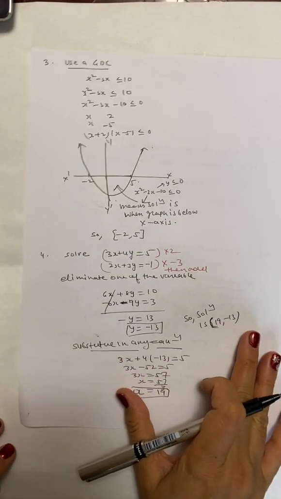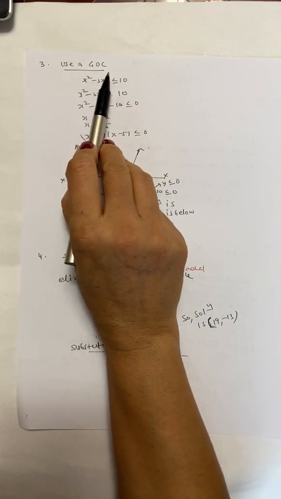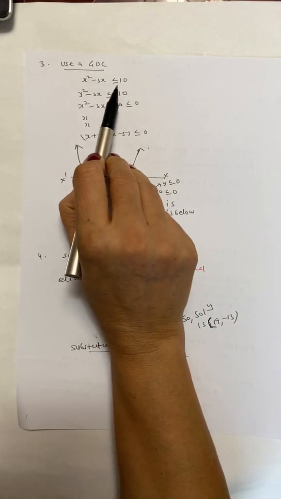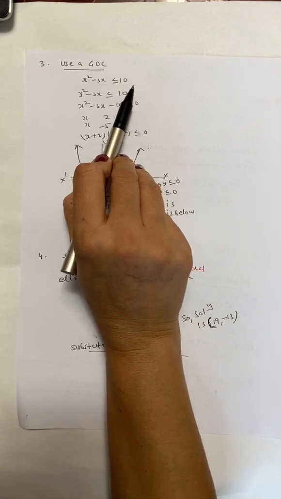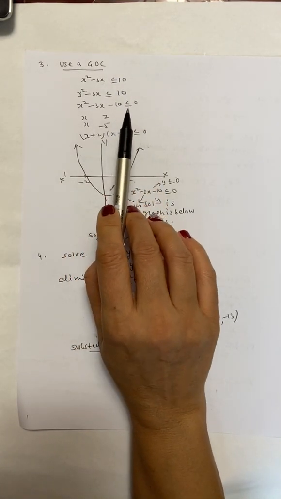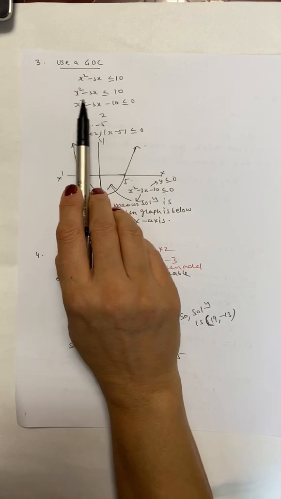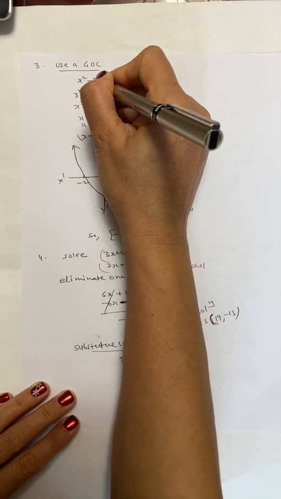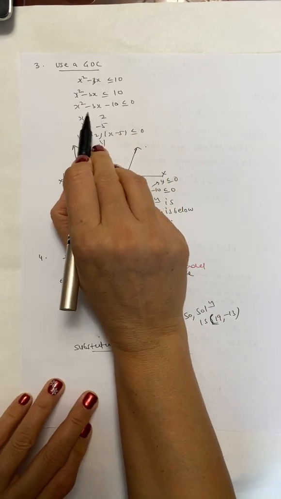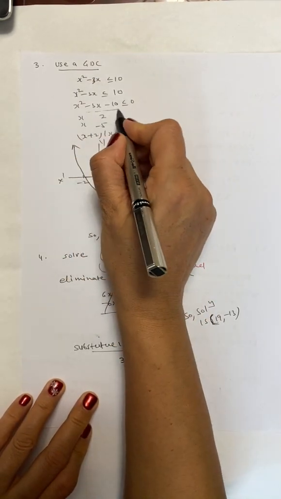Then the next one is using a GDC to solve this inequality, which is x squared minus 3x is less than or equal to 10. And I also did it algebraically. So you can see from here, x squared minus 3x is less than or equal to 10. So you move everything to one side, and then we can factorize this.